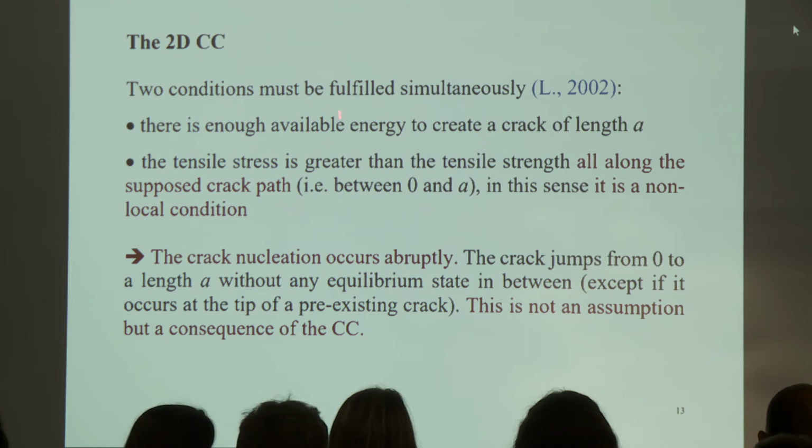And as a consequence, it's not an assumption, a consequence of these two conditions is that the nucleation occurs in general abruptly. In general because it accepts the crack growth, but as soon as the V-notch is open, you have an abrupt initiation of the crack jumps, okay?